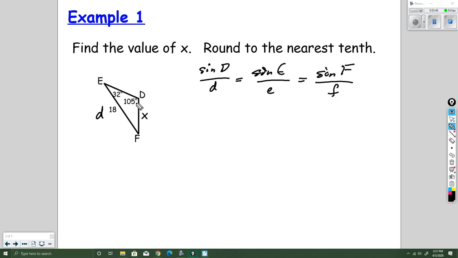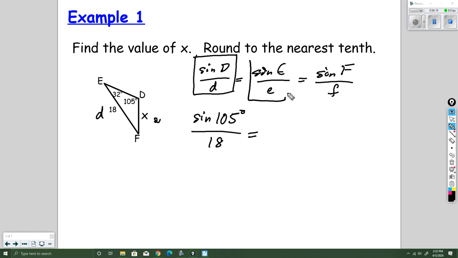All right, so we have angle D and side d, so we're definitely going to be using this ratio here. So sine of angle D is sine of 105 over side d, which is 18. We're going to set this equal to a ratio in which we have one out of two of these things so that we can figure out that one unknown. We're looking for this side, which is side e, and we do have angle E. So we're going to set this ratio, sine of D over d, equal to sine of E over e. Now I'm just going to substitute angle E in.